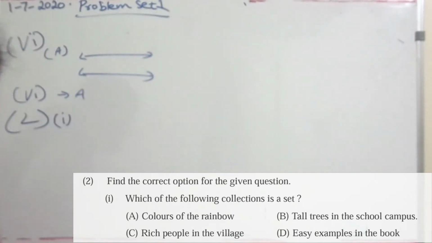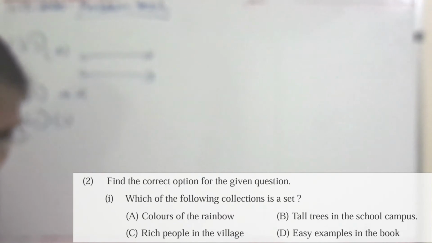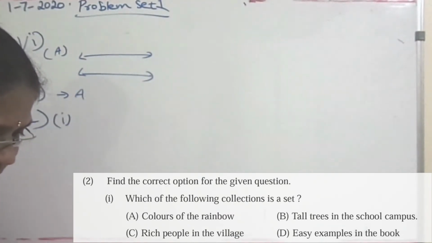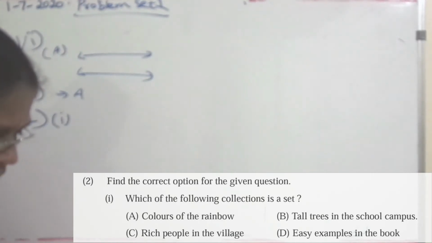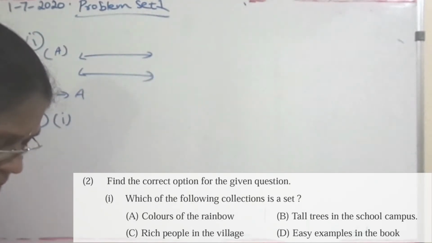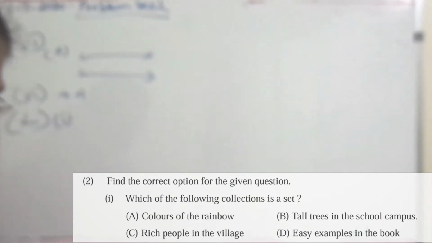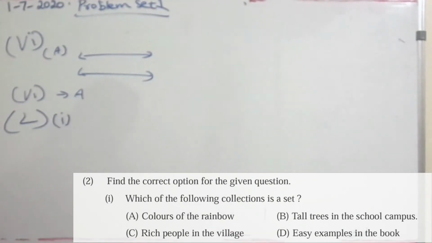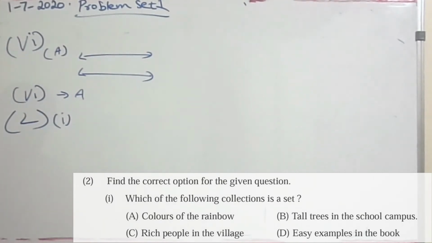Second is tall trees in the school campus. No, we cannot say which are the tall trees. Rich people in the village. No, that also is not a proper set. Easy examples in the book. No, that also cannot be a set because for one it might be easy, the other might be difficult.